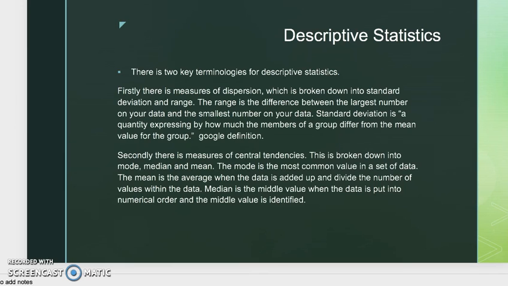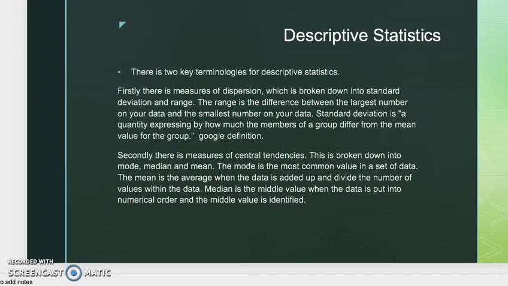Descriptive statistics. There are two key terminologies for descriptive statistics. Firstly, there are measures of dispersion, which are broken down into standard deviation and range. The range is the difference between the largest number in your data and the smallest number in your data. Standard deviation is a quantity expressing how much the members of a group differ from the mean value of the group, which is a Google definition.